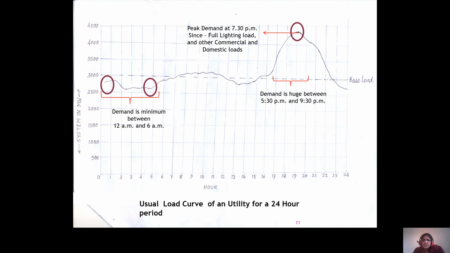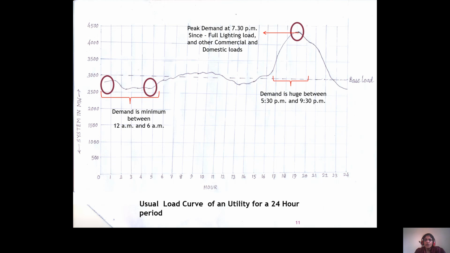Next, there is a very high peak demand at 7:30 pm, since full lighting loads and other commercial and domestic loads will be there. So next, demand is huge between 5:30 pm and 9:30 pm. Here the demand will be very huge.